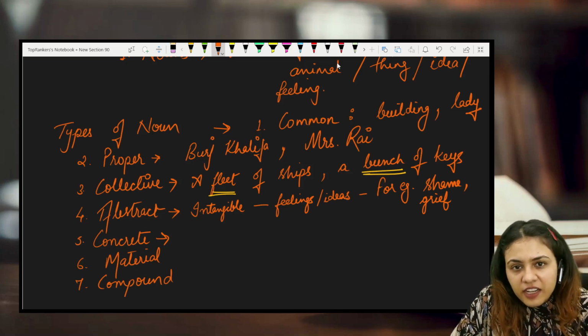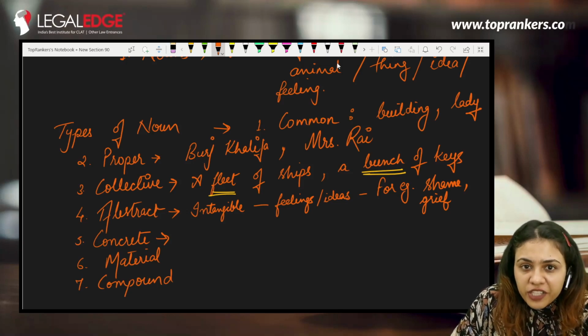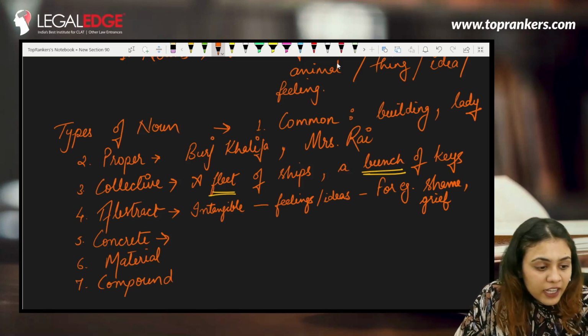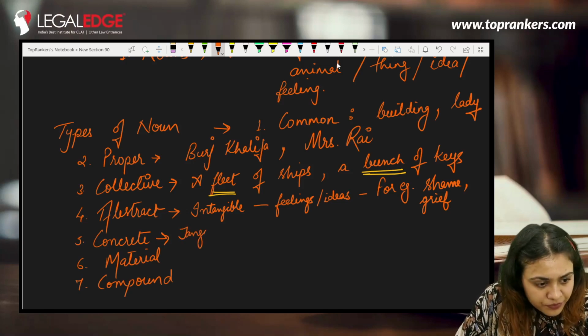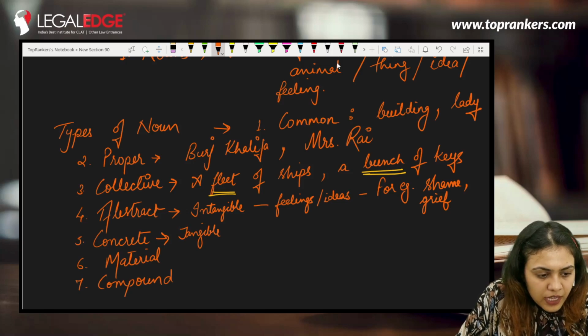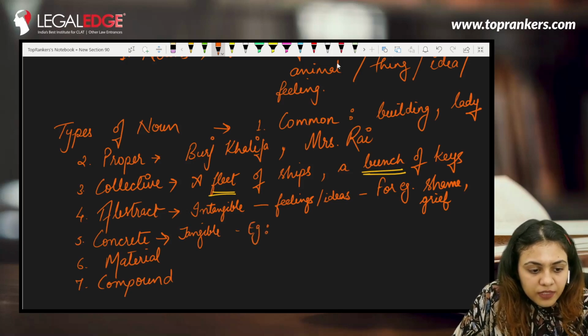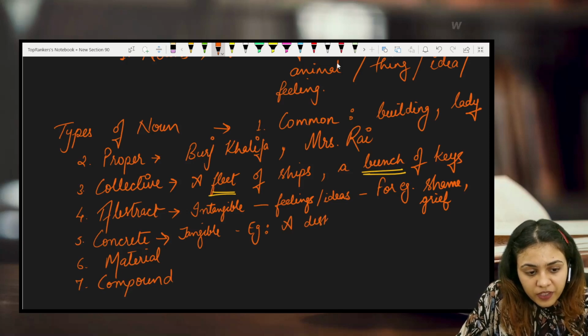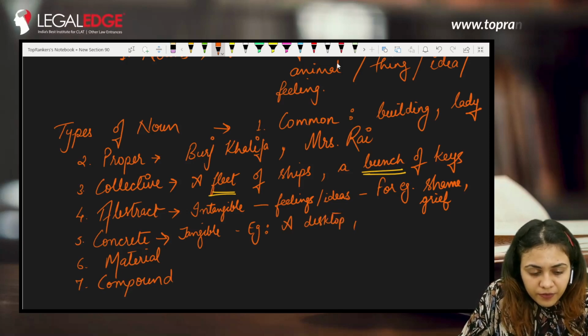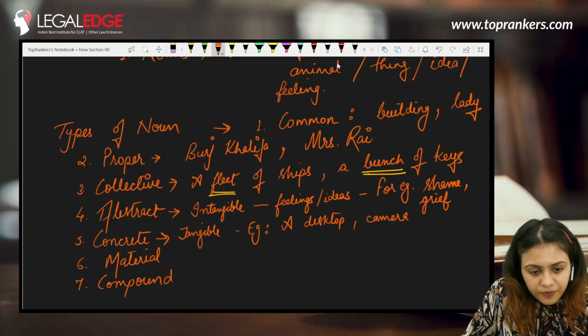बस एक चीज याद रखनी है कि concrete जो होता है वो solid objects होते हैं जिनको हम छू सकते हैं. So they are tangible. Example could be a desktop, a camera, etc.